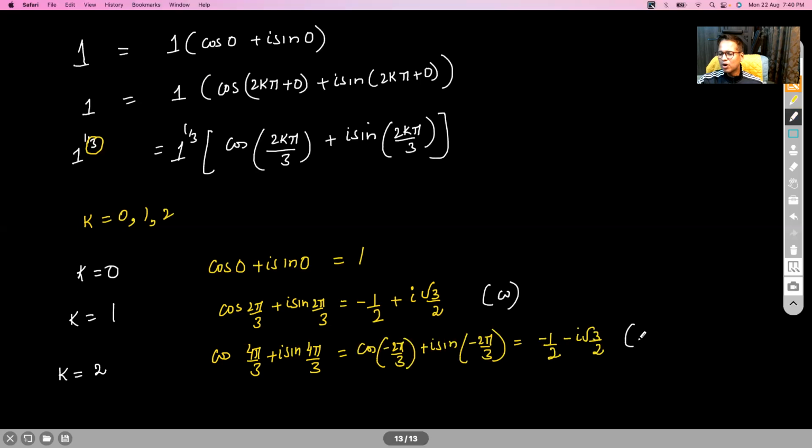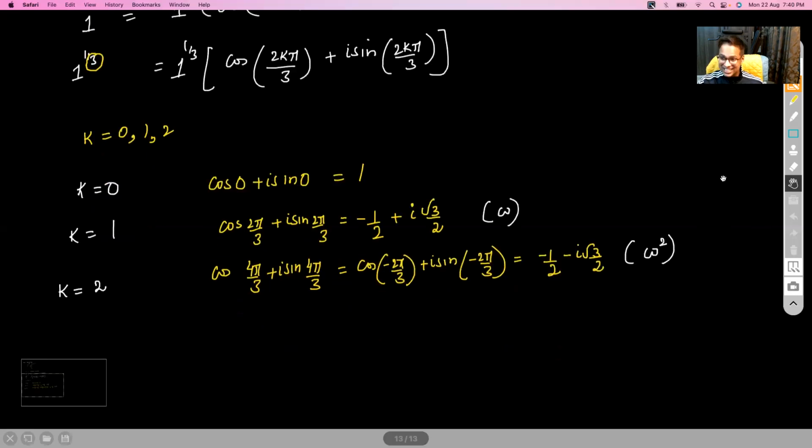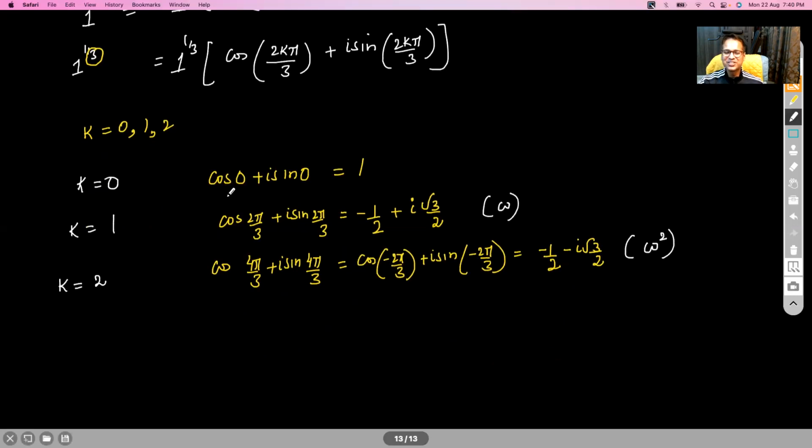This is actually called the square of omega. Now, people are surprised when they see this. So actually, is this the square of this omega? Yes, it is. How? I'll show you. Look at this expression and look at this expression. What do you see in their arguments?